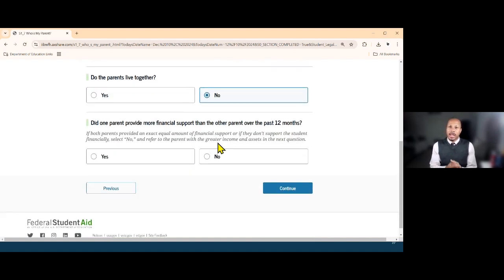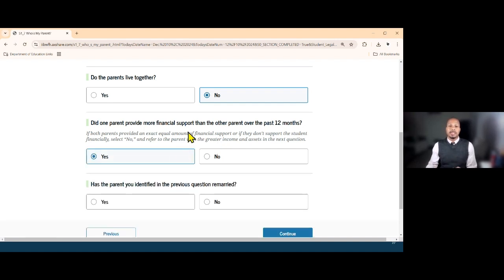Now, the next question that we're going to ask is, did one parent provide more financial support than the other parent over the past 12 months? We're asking you, the student, you, the family, to answer this question. We do not make this determination as to who's providing more financial support. That is left up to you.